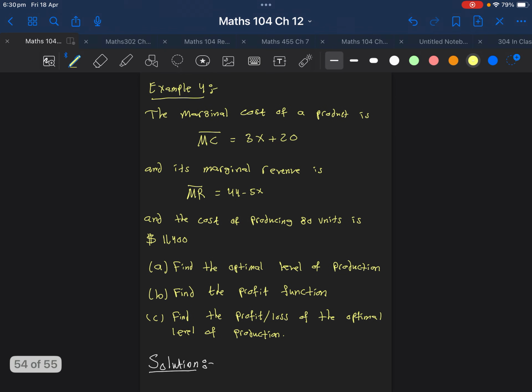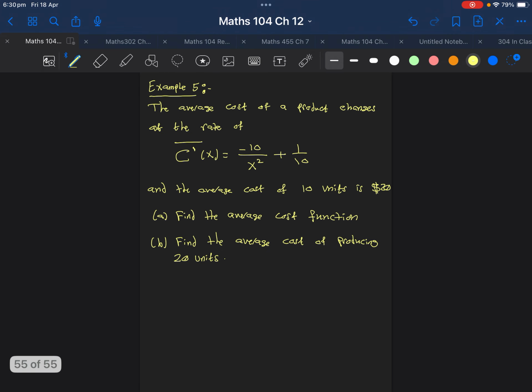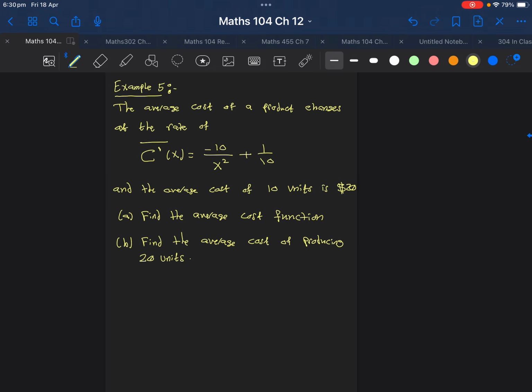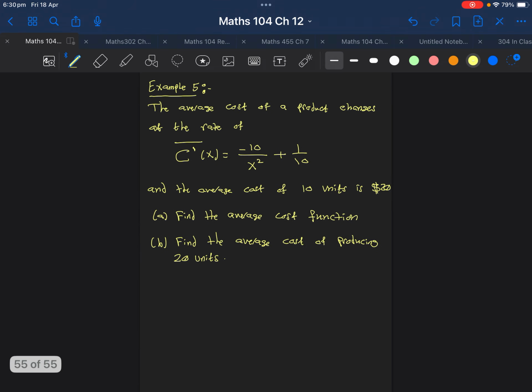In example number 4, we will repeat a question that we already did, similar to it. And in question number 5, we will talk about the average cost. Okay, so I don't have the cost itself, I have the average cost.